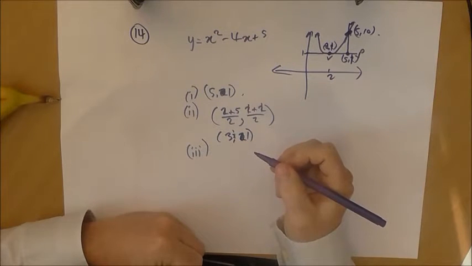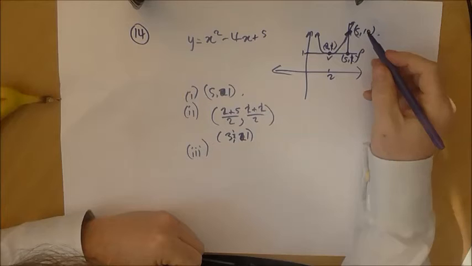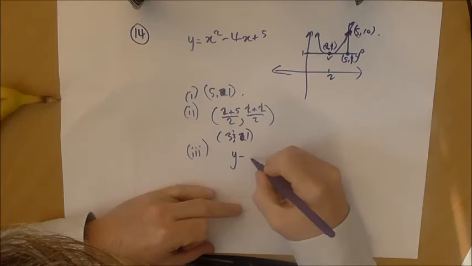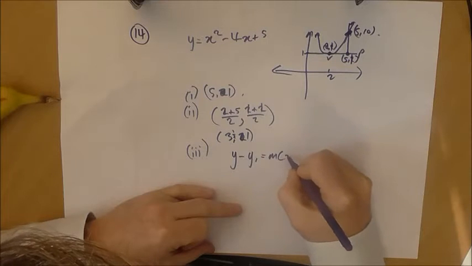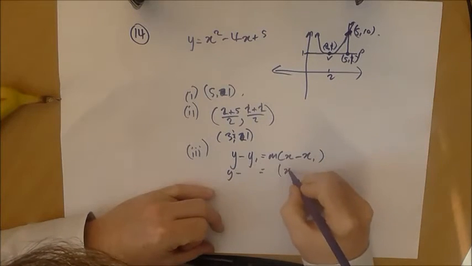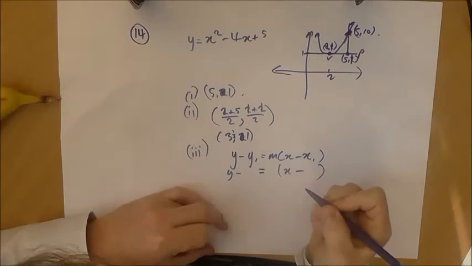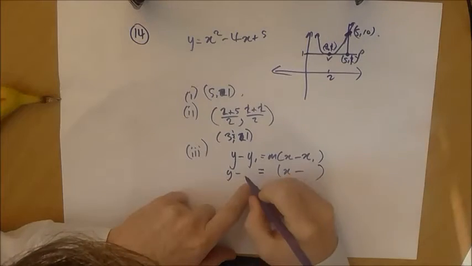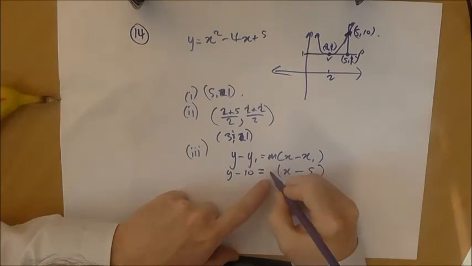Roman numeral part 3. What's the equation of the tangent to the curve there? Well, here's my template for the equation of a line. So fill in that blank, and that blank. That's the point that it goes through. It goes through 5, 10. So that's that. Now I need the gradient for M.